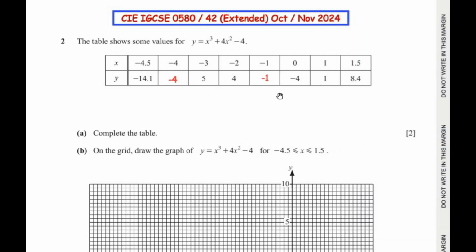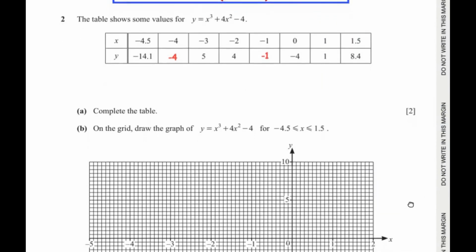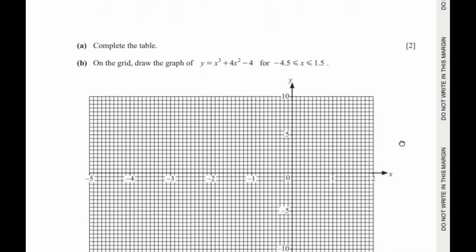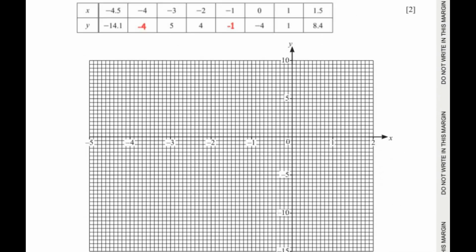Now after completing this table, let us move on to the B question. On the grid, draw the graph of y is equal to x cube plus 4x square minus 4 for negative 4.5 is less than or equal to x is less than or equal to 1.5. So basically we have to plot the points we have got in this table on this graph. I have just considered the table over here for easy reference. It will be easy for me to draw.